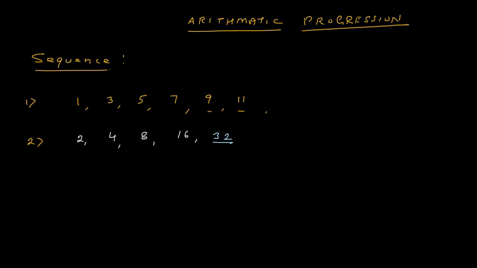You say that each number you obtain by multiplying the previous number by 2. So when 2 is multiplied by 2 I get 4, when 4 is multiplied by 2 I get 8, when 8 is multiplied by 2 I get 16, when 16 is multiplied by 2 I get 32, and similarly 32 multiplied by 2 gives 64, and so on. Like this I can find the numbers here.